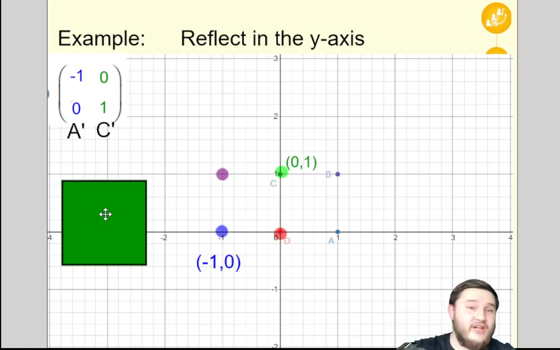So if you have any shape whatsoever and you perform that matrix on it, it would be an exact reflection in the y-axis, because all the x-coordinates would turn negative, but the y-coordinates would stay the same. So that's what it is.